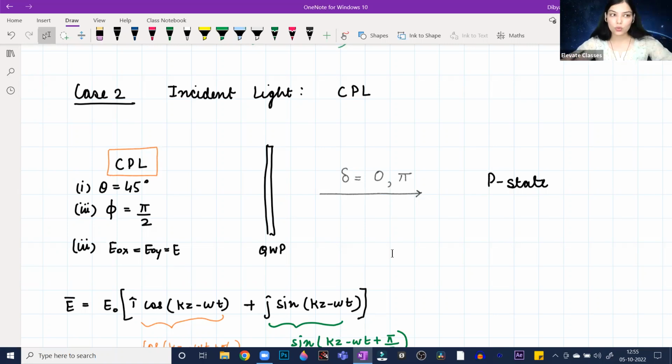तो पहला pi by 2 plus pi by 2 will make a pi phase difference, and pi by 2 minus pi by 2 will make a 0 phase difference and you will come back to the P state. Okay, so this is what a quarter wave plate does.